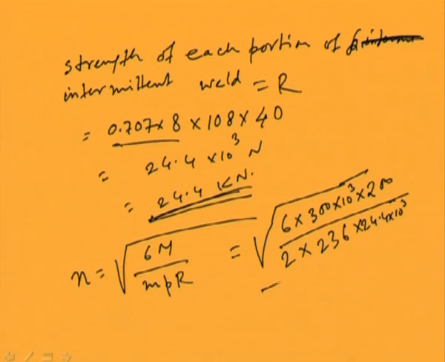So, these are the values we have put. From this we are getting N as 5.6, so we can assume the number as 6. Okay. So, the number of intermittent welds we are going to get is 6. I think you have understood step by step how we are making all the dimensions and other things.